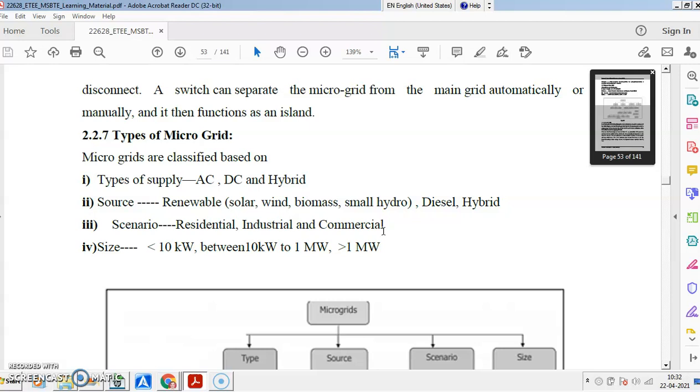There are a lot of things to do. There are many things to do in electrical engineering.